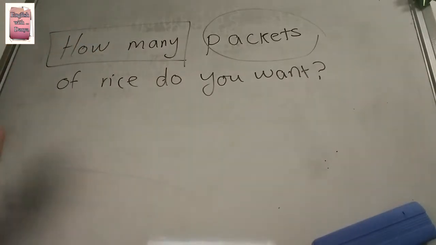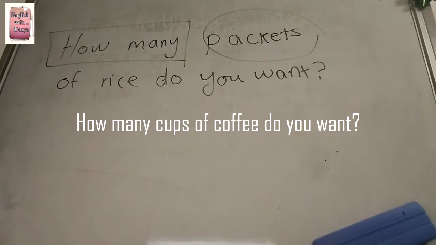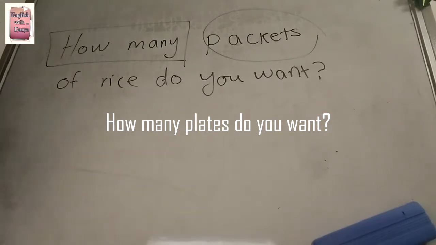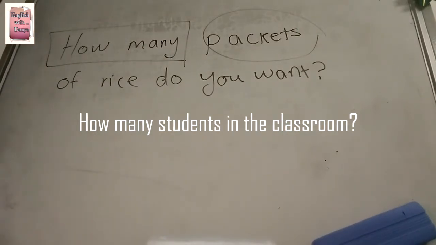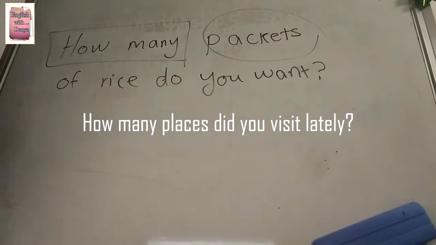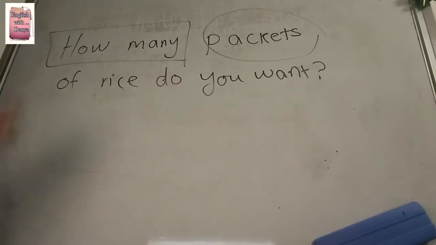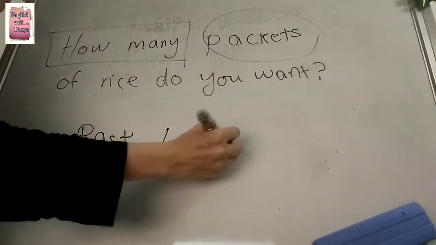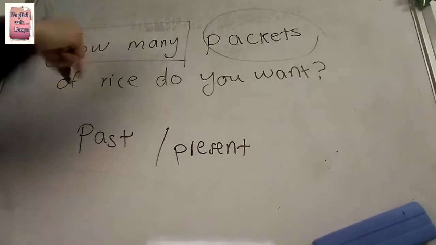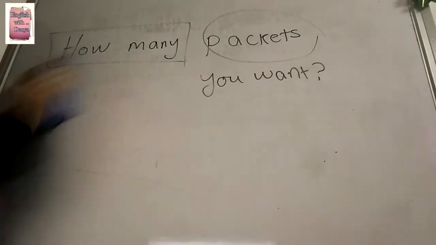The same thing goes with how many cups of coffee do you want? How many plates do you want? How many children have you got? How many students in the classroom? How many places did you visit lately? So basically, you can use how many to talk about something that happened in the past or the present. It is fine. How is that possible? Let's look at those 2 examples.